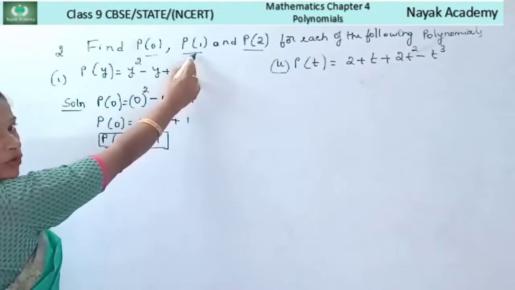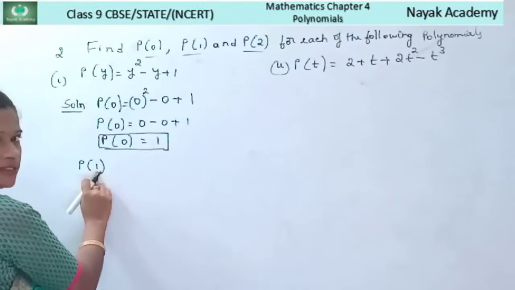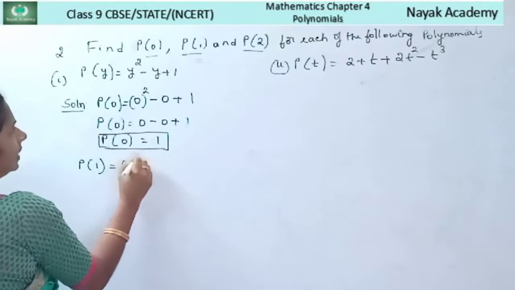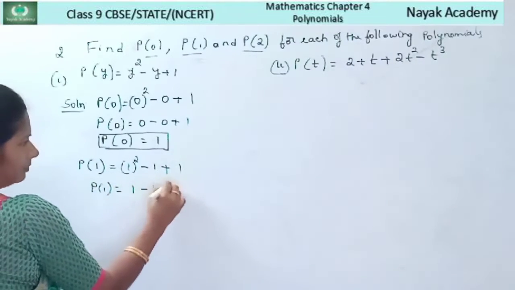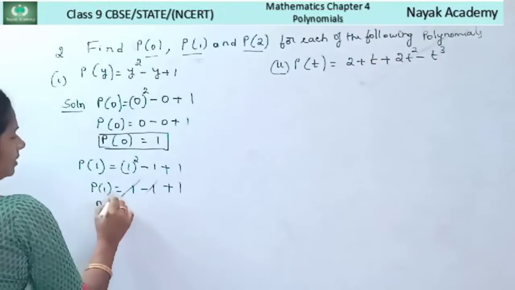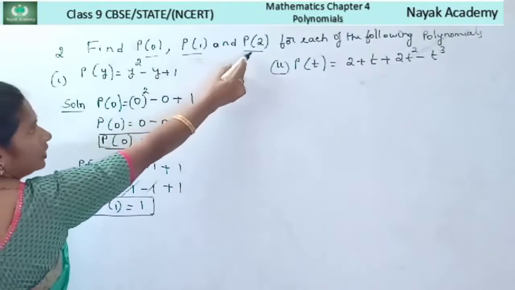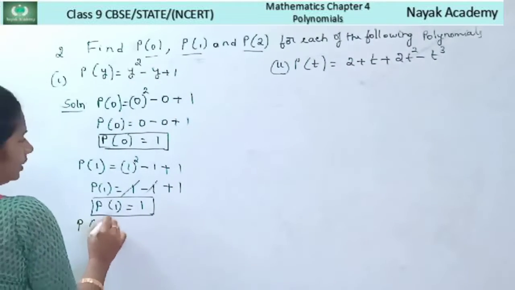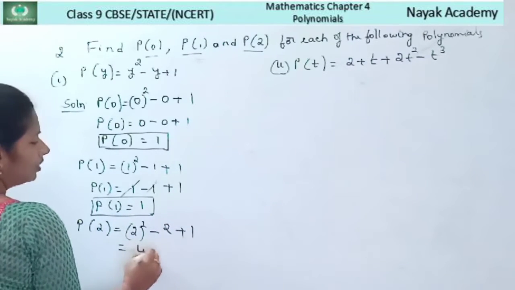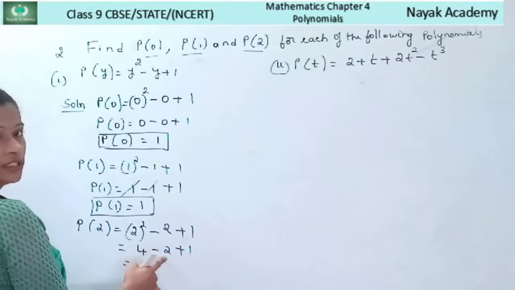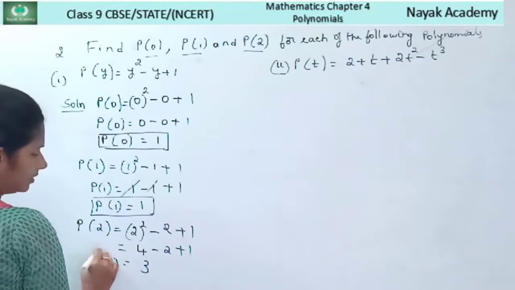Now we have to find the value of p of 1. So what we have to do, children? In place of y we have to substitute the value y as 1. So equal to 1 square minus 1 plus 1. So p of 1 value is 1 minus 1 plus 1. Plus 1 minus 1 get cancelled. So p of 1 value is 1. Now we have to find out the value of p of 2. So p of 2 equal to 2 square minus 2 plus 1. So 4 minus 2 plus 1. 4 minus 2, it is 2. 2 plus 1, it is 3. So p of 2 value is 3.